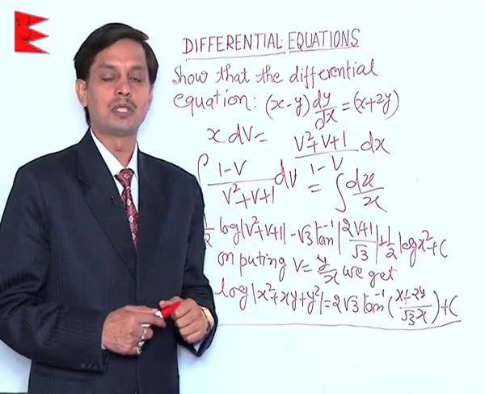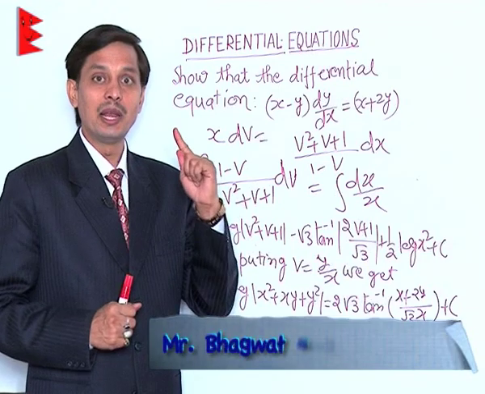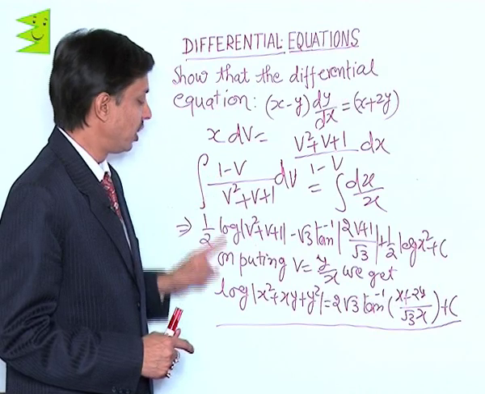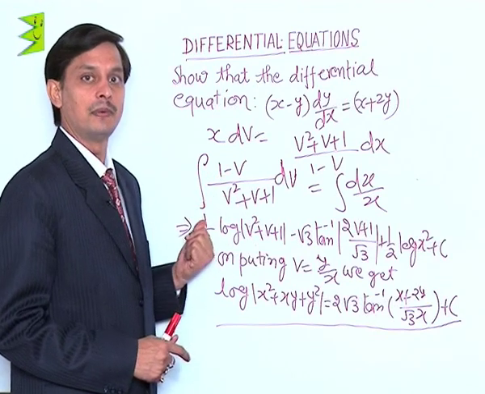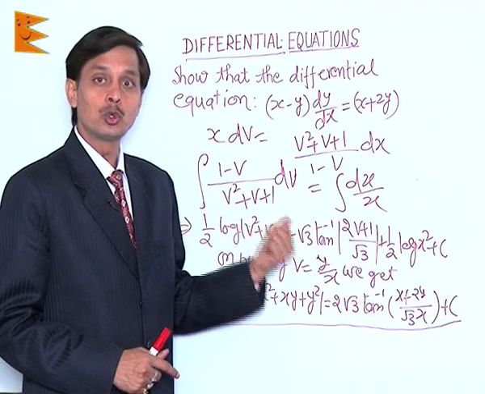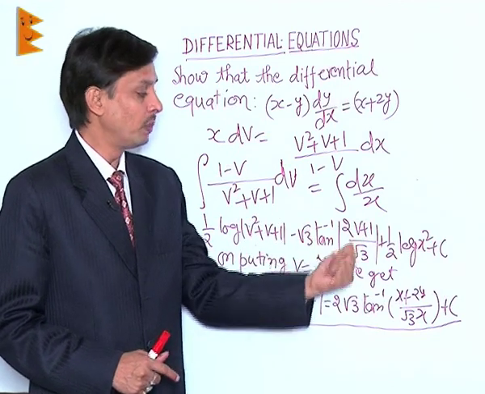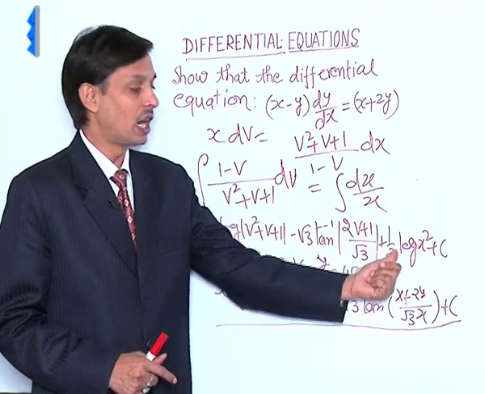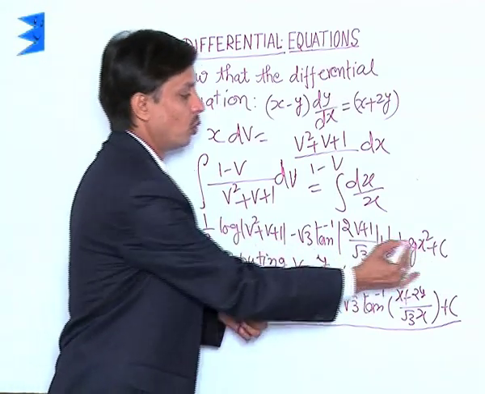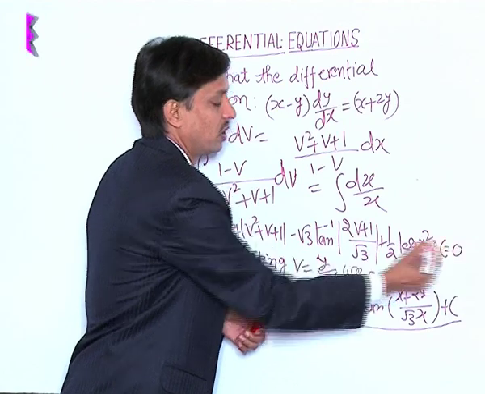Now with the help of some transformations, we will find that the value of its integration is half log mod of (v square plus v plus 1) minus root 3 tan inverse of (2v plus 1) upon root 3, plus half log x square plus c1 is equal to, you can say, if all data is transferred here, 0.